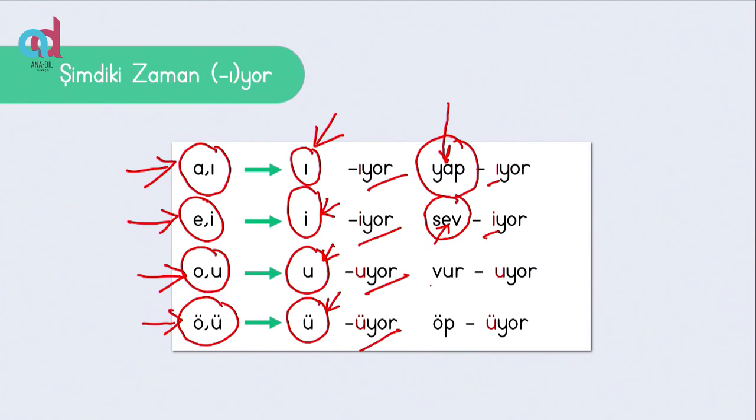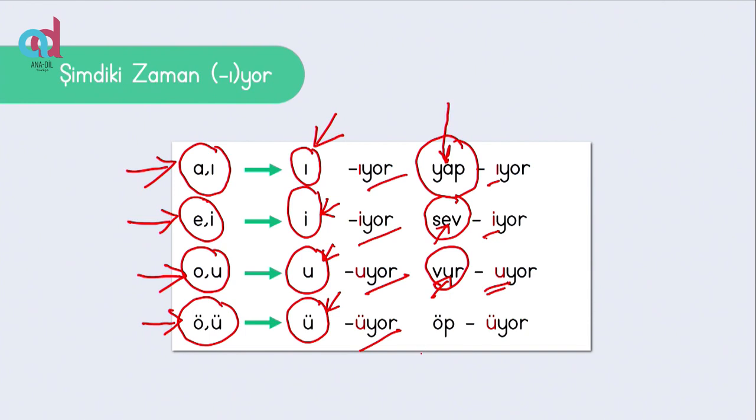Here we have vur. Vurmak. We get rid of the mastar. We take only the root, vur. What do we have here? u. This is an open vowel. Then we have to have u, because it's also an open vowel. Vur, uyor, vuruyor. O vuruyor.